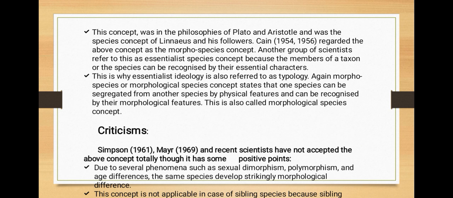Again, the morphospecies or morphological species concept states that one species can be segregated from another species by physical features and can be recognized by their morphological features. Criticism: Simpson, Mayr, and recent scientists have not accepted the above concept totally, though it has some positive points. Due to several phenomena such as sexual dimorphism, polymorphism, and age difference, the same species can develop strikingly different morphologies. This concept is also not applicable in the case of sibling species.